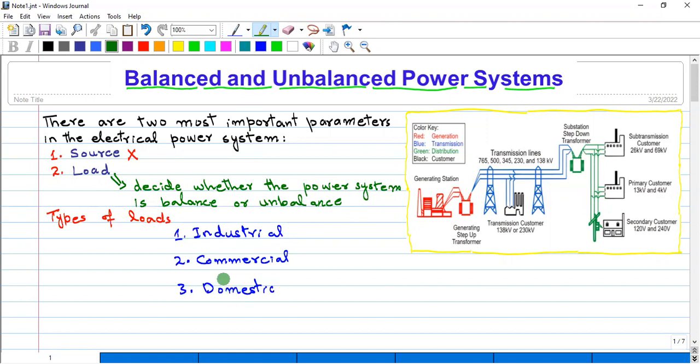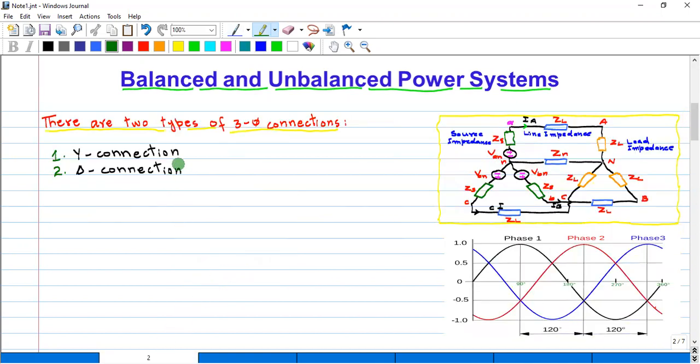So the load is the most important parameter of the power system, which decides whether the power system is balanced or unbalanced. As we have already discussed, there are two types of three-phase connections. The first one is the Y connection and the second one is the delta connection. Here, as you can see in this figure, we are using a Y connection of the sources and the load is also connected in Y connection.